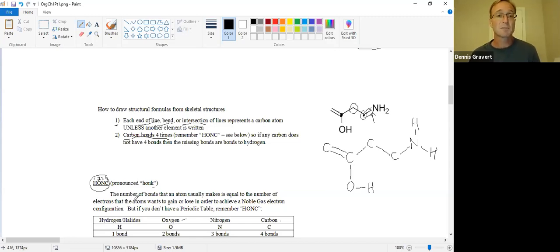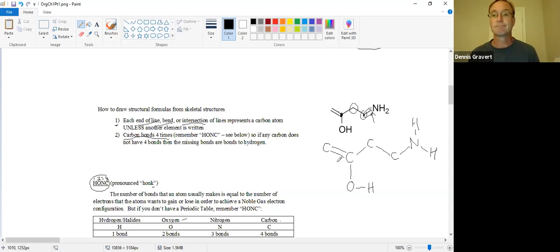Nitrogen 3 times. Carbon comes last. It's the 4th letter in the word HONC, spelled with a C. So carbon bonds 4 times. So this carbon's nice and happy. It's got 2 lines coming to the left, a line up and to the right. That's the 3rd bond. And to the C, there's a 4th bond pointing down.